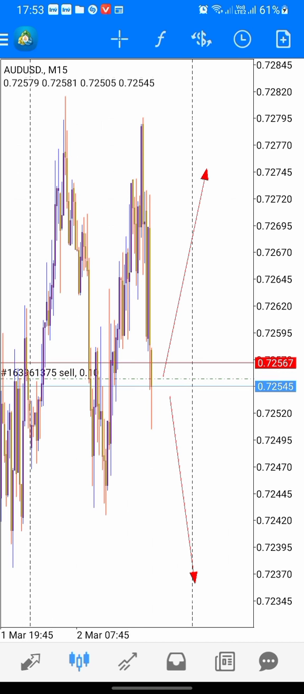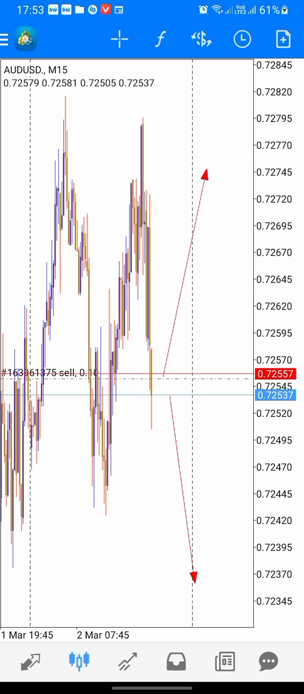But let's say you have bought. If you have bought and it moves up, you'll be gaining money. And if you have bought and it moves down, you'll be losing some money. That's how it is.